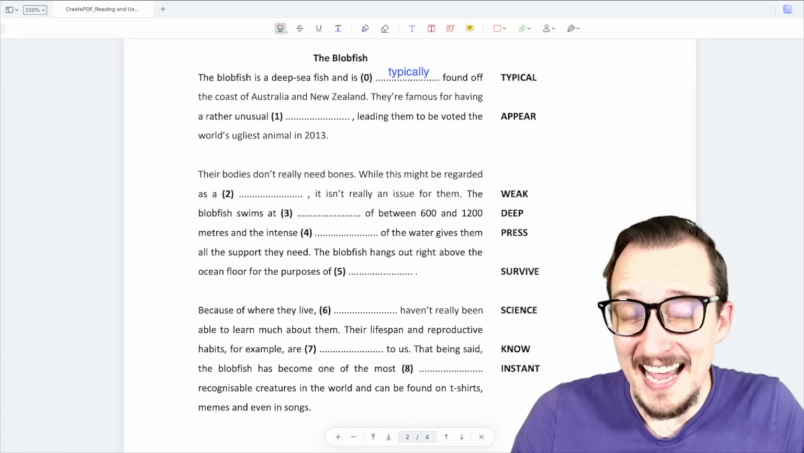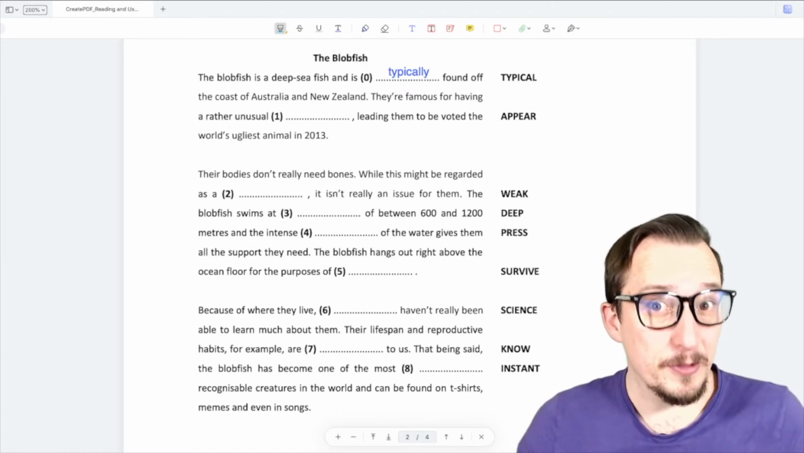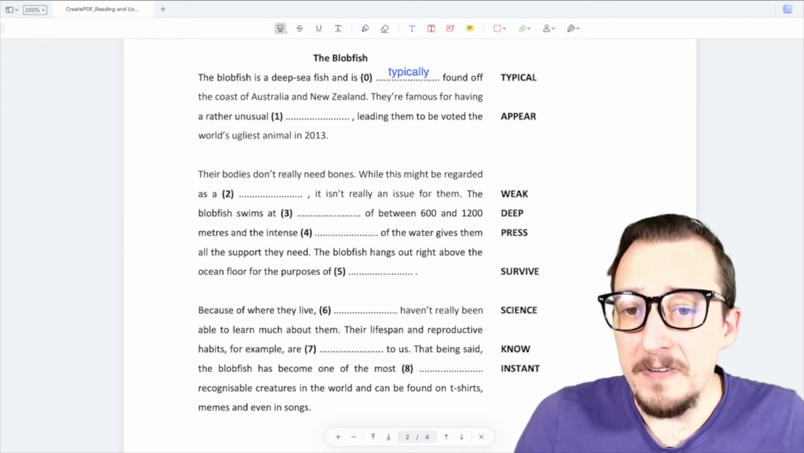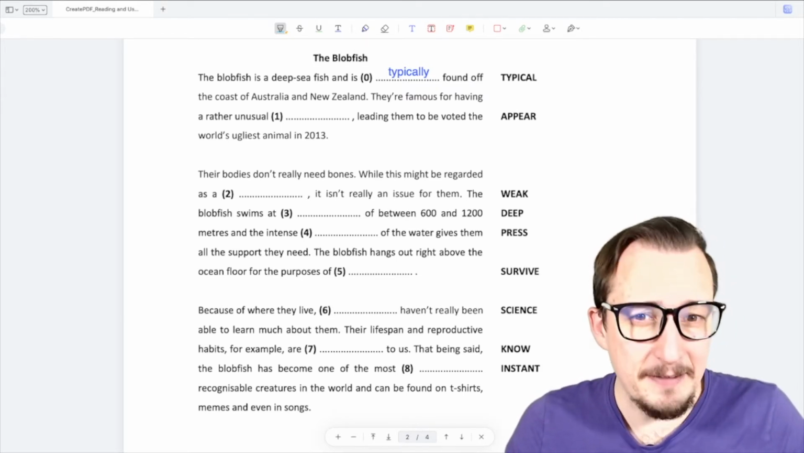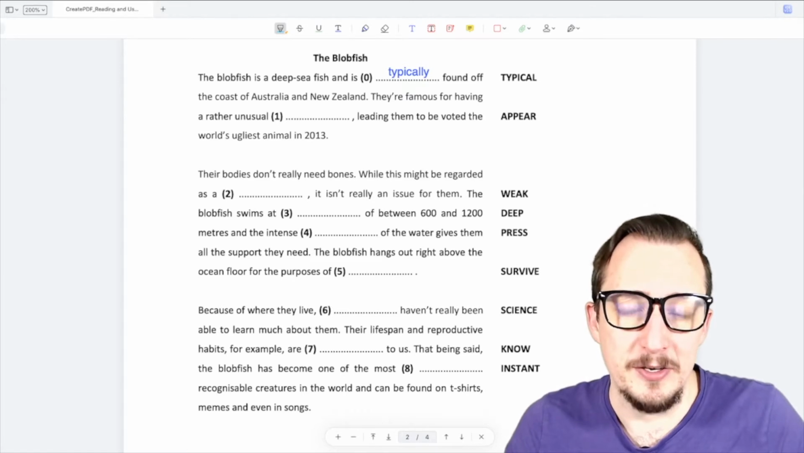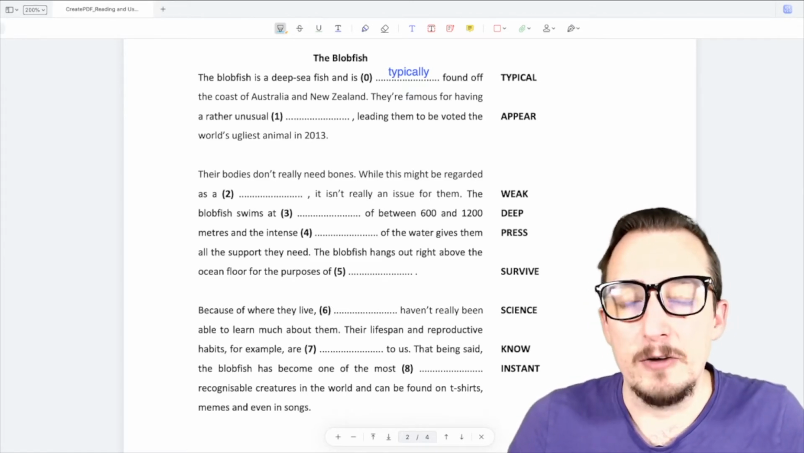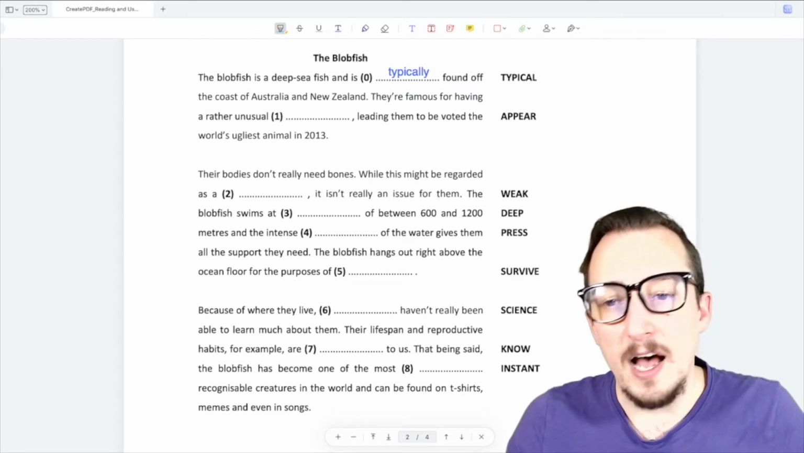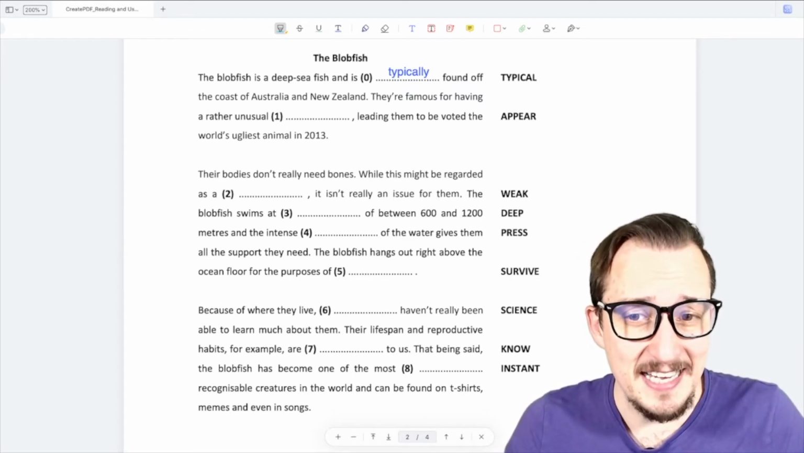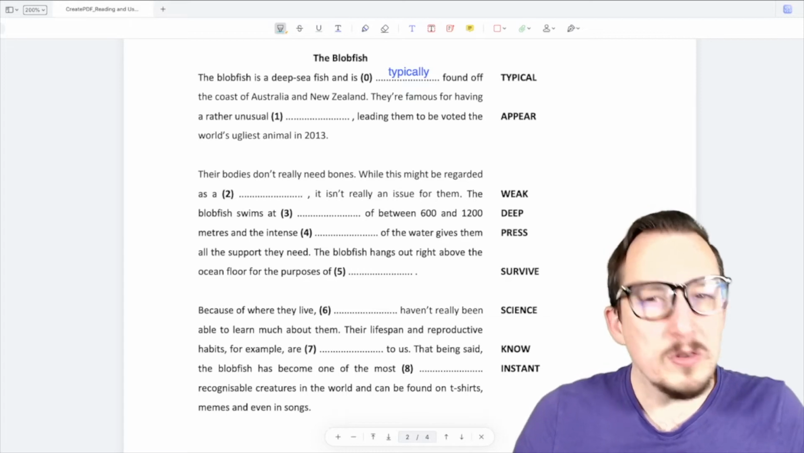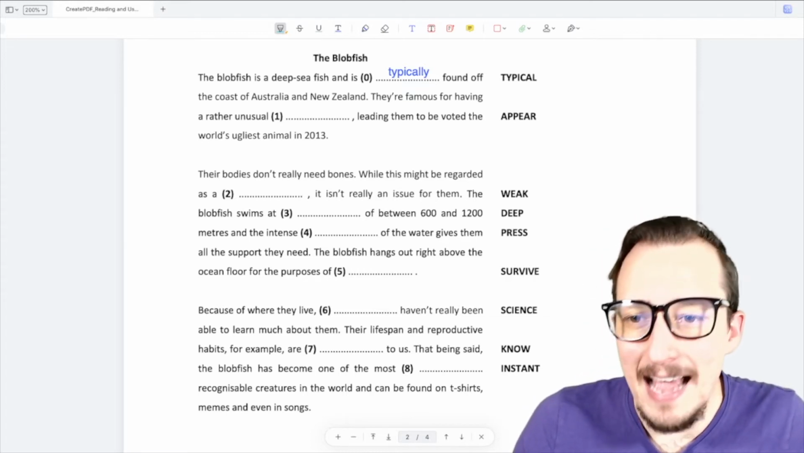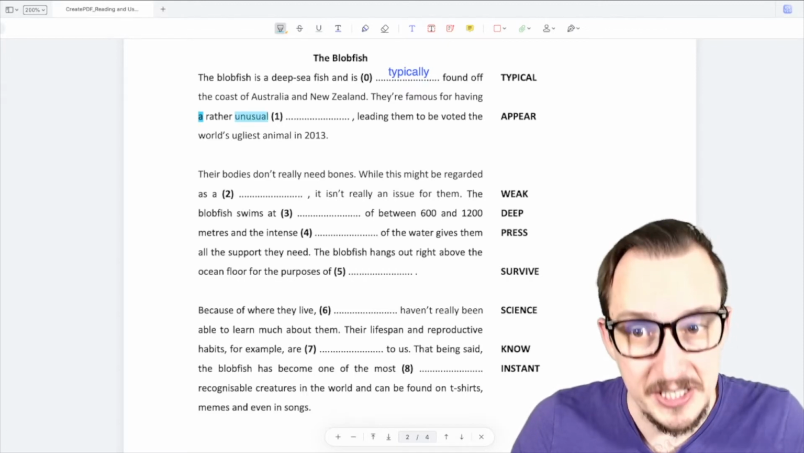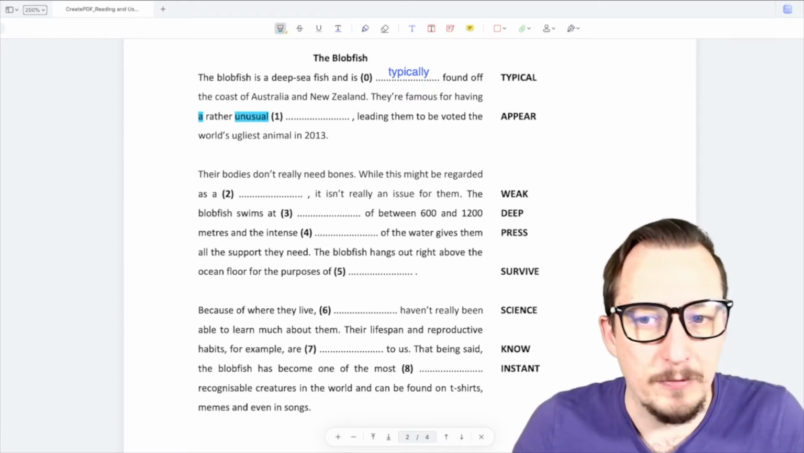Okay, so back to the text about the blobfish and let's read through the first paragraph again because it now contains gap 1. So the blobfish is a deep sea fish and is typically found off the coast of Australia and New Zealand. They're famous for having a rather unusual gap, leading them to be voted the world's ugliest animal in 2013. So what type of word do we need? Well, we need the noun form because we've got the article A and we've got the adjective unusual.